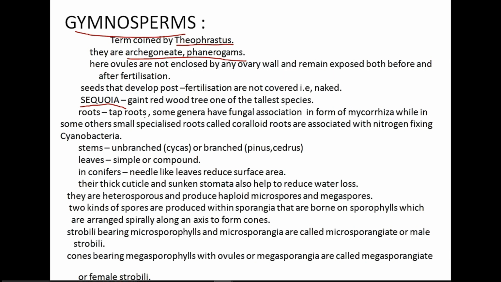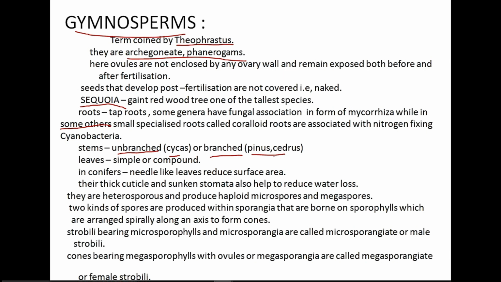gymnosperms. So here the roots are generally tap roots, and some genera have fungal association in the form of mycorrhiza, while in some other small specialized roots called coralloid roots are associated with nitrogen fixing cyanobacteria. So the nitrogen fixing cyanobacteria are blue-green algae, Nostoc and Anabaena, whereas in some others, in the sense it was cycas. And yeah, here the stems are unbranched as in cycas, or branched as in pinus and cedrus.